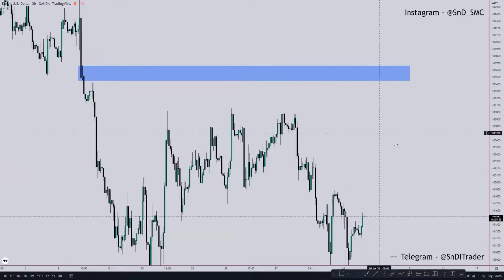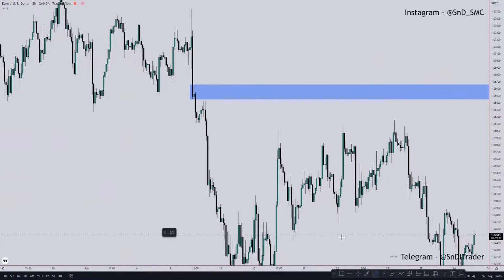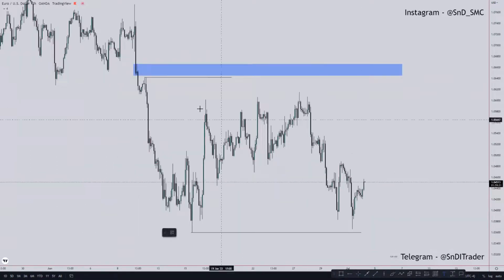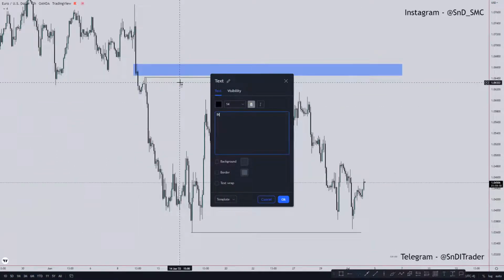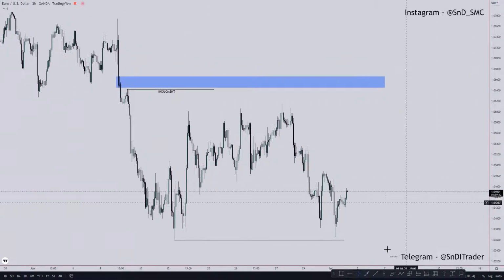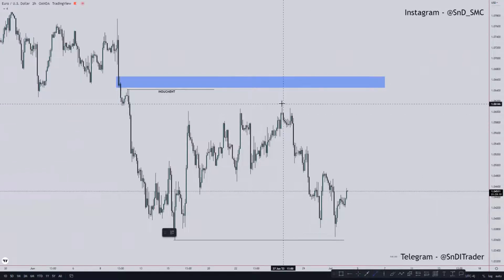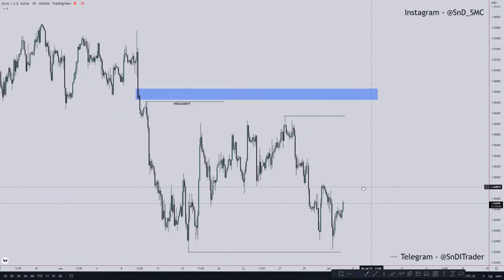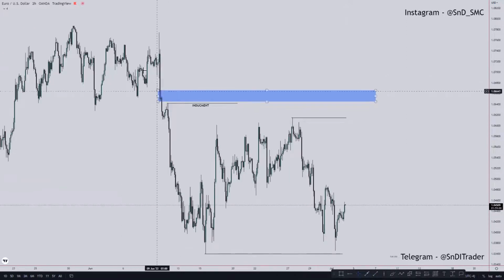Okay, and just below this base, we have some sort of inducement in here. So this will work as inducement, and we have some sort of liquidity in here as well. So I will select this base as my point of interest if price comes in here.